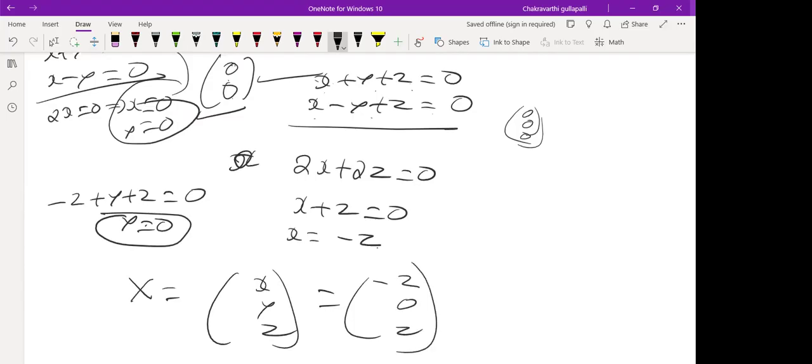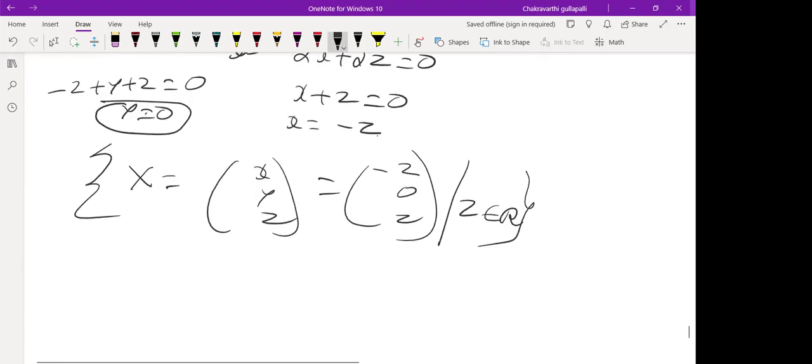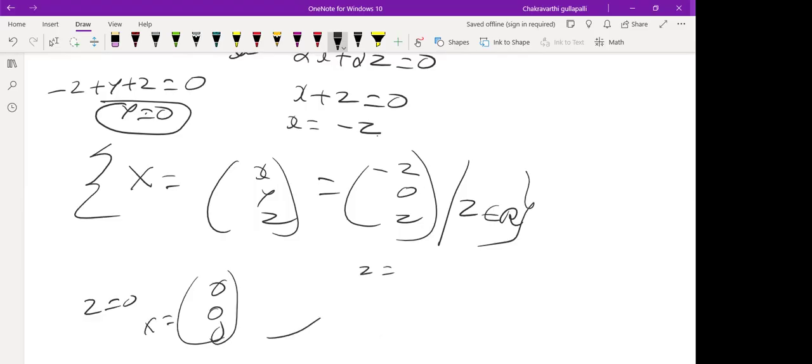So how many solutions are there? Infinitely many, because z is a free variable. You can give any value for z. If I put z equal to 0, I will get the 0 solution. But this is not the only solution. If I take z equal to 1, I will get the solution as (minus 1, 0, 1). I can have even z equal to 2, (minus 2, 0, 2). This is also a solution. Like this, you can keep on substituting values for z, then you will get solutions.